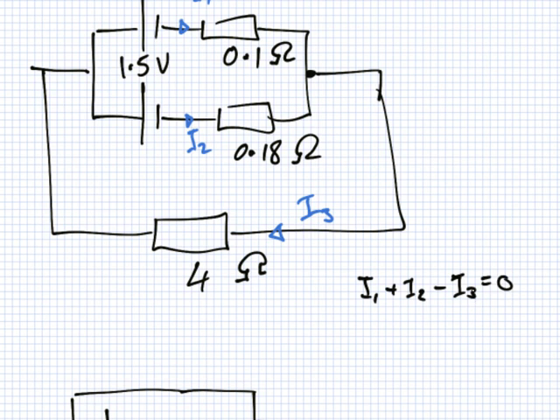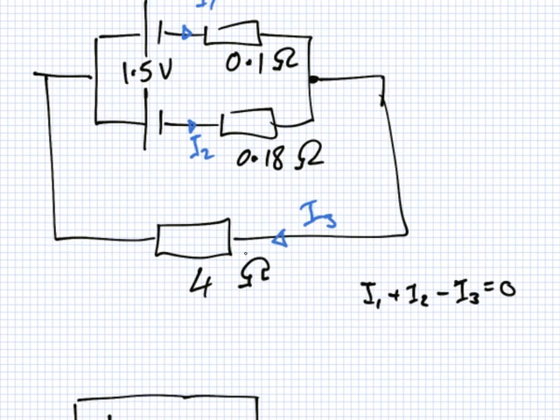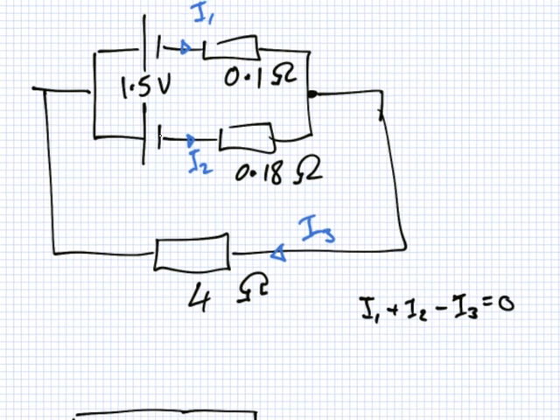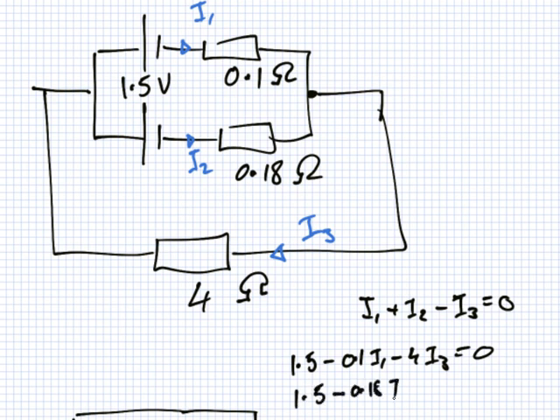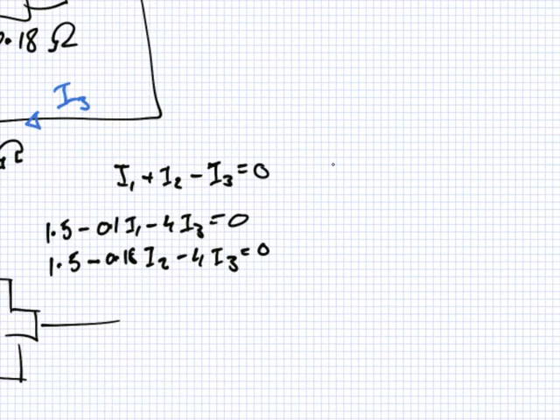I can make a loop. Which loop should I make? Well, I really care about this one, so I should definitely include this. I should make two loops. I'll make one starting up here and one starting up here. So on the top, I get 1.5 minus 0.1 I1 minus 4 I3 equals 0. And then the other one I get 1.5 minus 0.18 I2 minus 4 I3 equals 0. Okay, what's the only thing in common that I can cancel? I3. Yeah, let me just rewrite these neater.